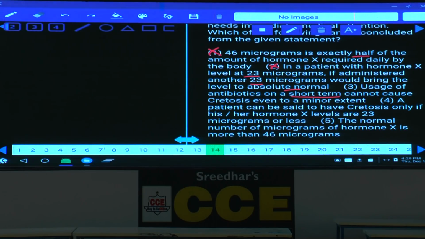Then the fourth one: a patient can be said to have keratosis only if his or her hormone X levels are 23 micrograms or less, isn't it? Can we say anything about this one? And what is the fifth one here?